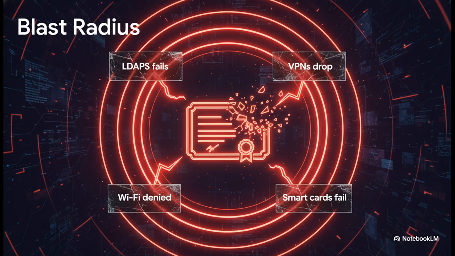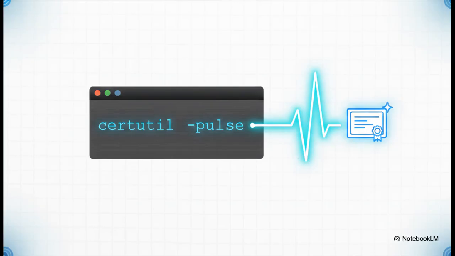Everything seems totally fine until months later when the expiration dates hit. Then suddenly, bam, LDAPS fails, VPNs drop, Wi-Fi is denied, and smart cards reject. It is a catastrophic wave of cascading failures that all hit at the exact same time. So how do we prevent this? You have to get proactive.